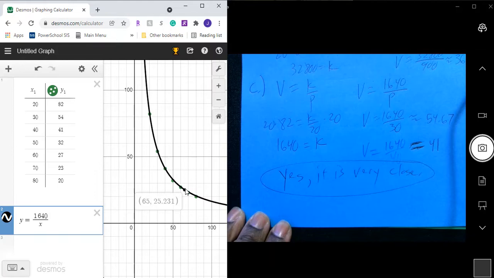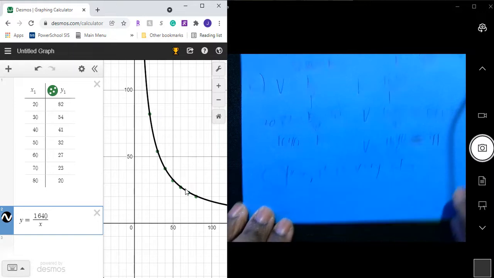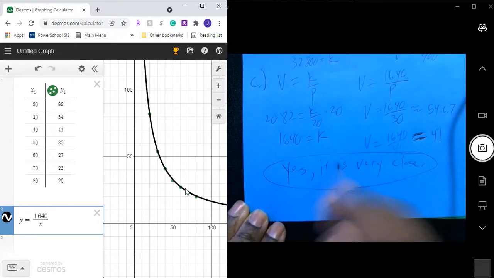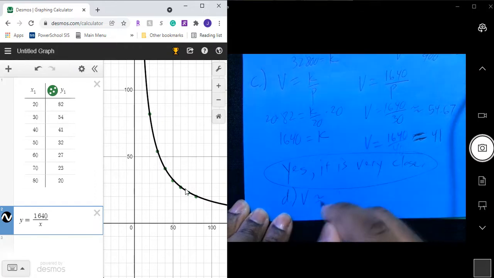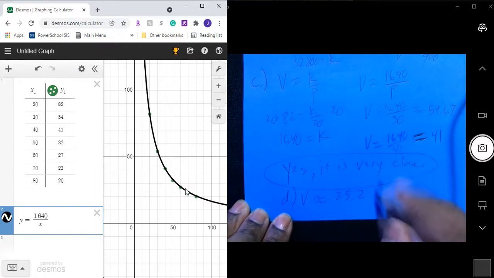So it says here 65 is about 25.23. So we could just say about 25.2, something about there. So we could say this approximately 25.2. So for D, we could say V is approximately 25.2 cubic feet.